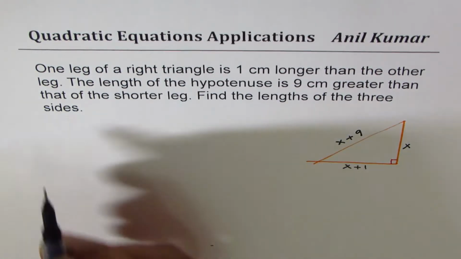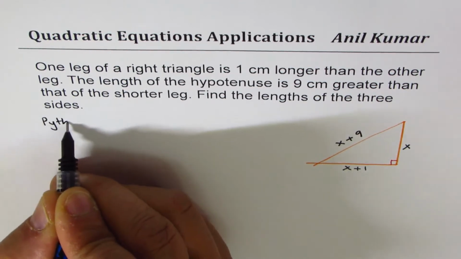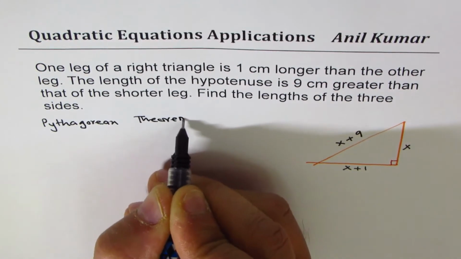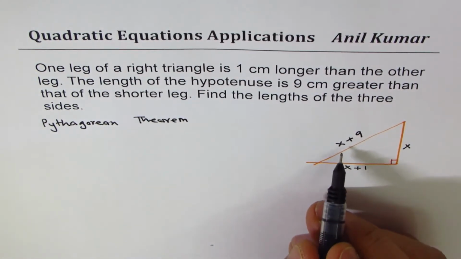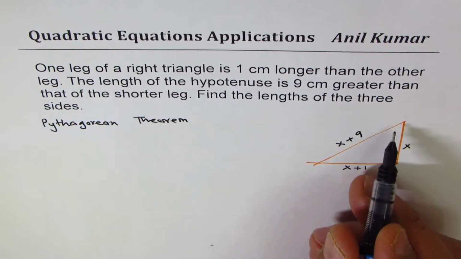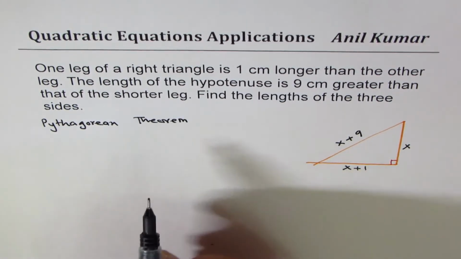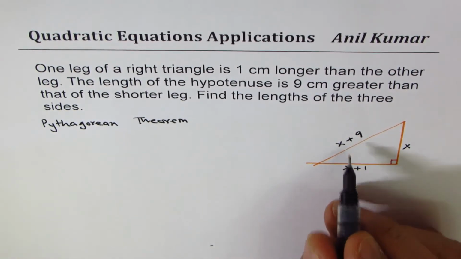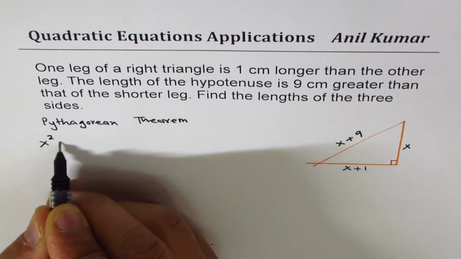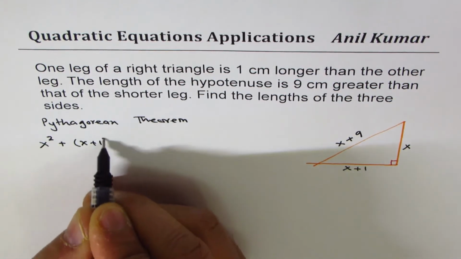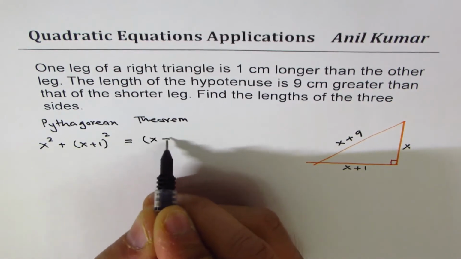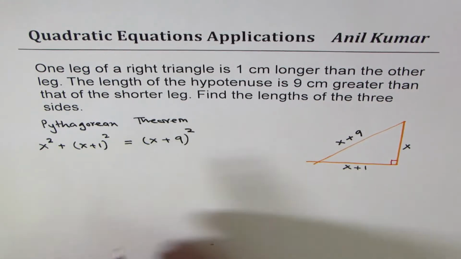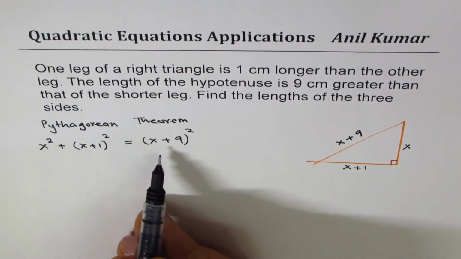Now in any right triangle, we can use the Pythagorean theorem, right? What is the Pythagorean theorem? The sum of the squares of these two sides is equal to the square of the hypotenuse. That is to say, x squared plus (x plus 1) squared should be equal to (x plus 9) squared. Now here we have an equation which is a quadratic equation in one variable, and that can be solved, correct?